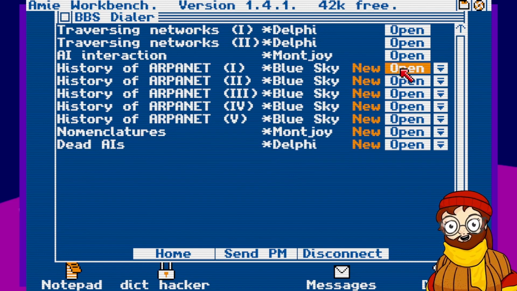History of ARPANET 1. Blue Sky. Blue Sky! Yes, Blue Sky is who was leaving. Yeah, okay.